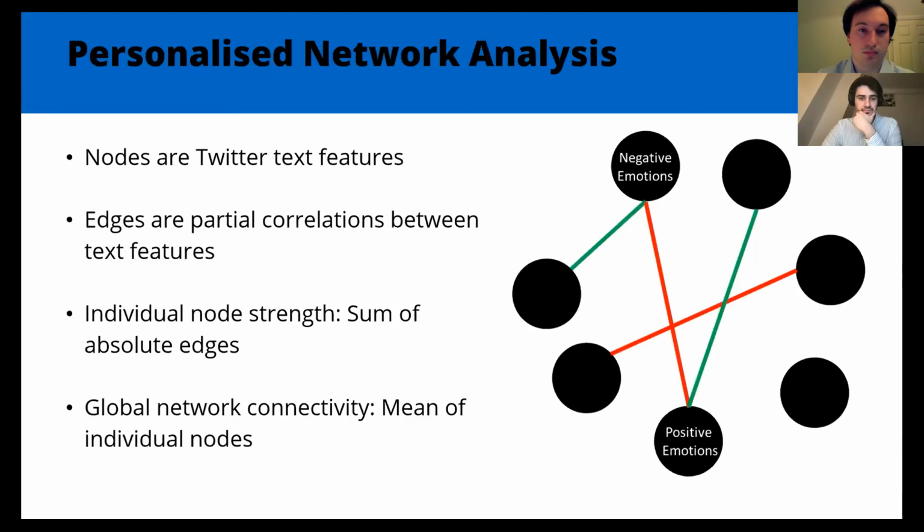After we do that, we end up with a time series of those 9 variables for each participant in our study. Then we can move on to the process of constructing personalized networks. In this analysis, different nodes are Twitter text features, and the edges between nodes are partial correlations. Green means a positive partial correlation and red a negative partial correlation. We were interested in particular in 2 measures. One is the individual node strength, which is the sum of the absolute edges into a node, as well as global network connectivity, which was the mean across all the nodes in the network, a measure of overall network vulnerability.